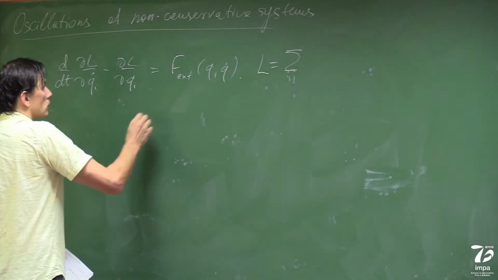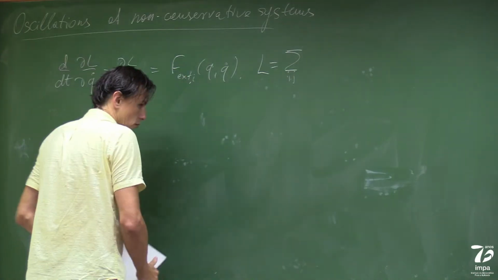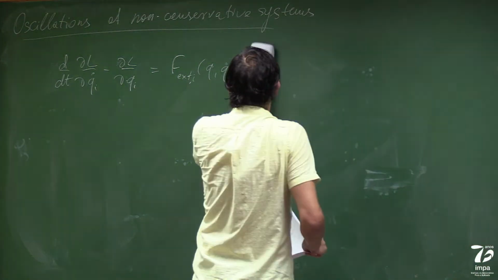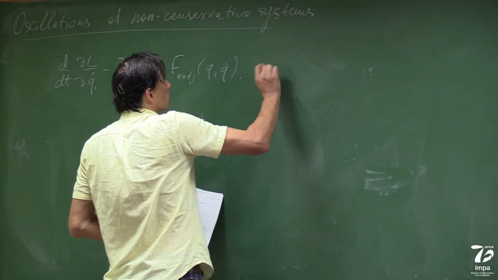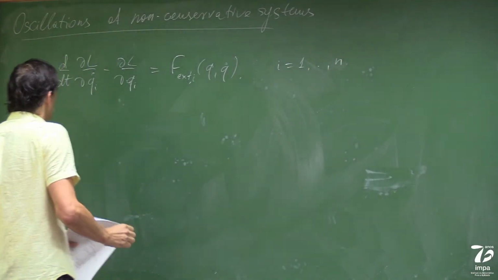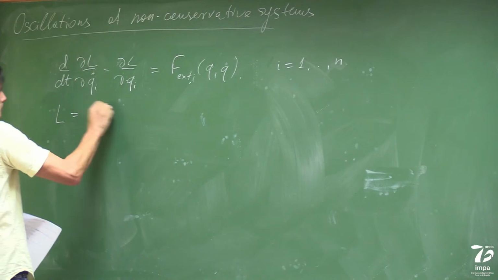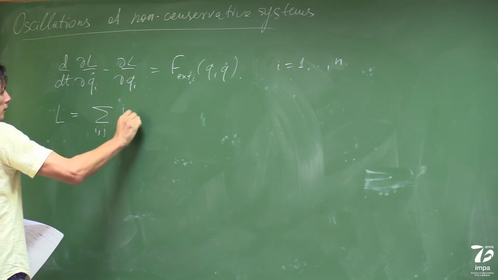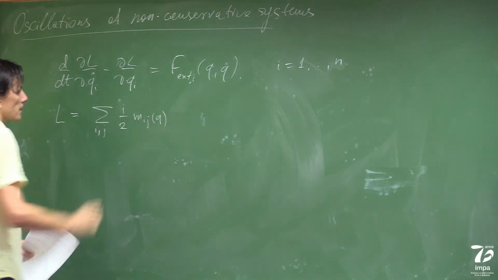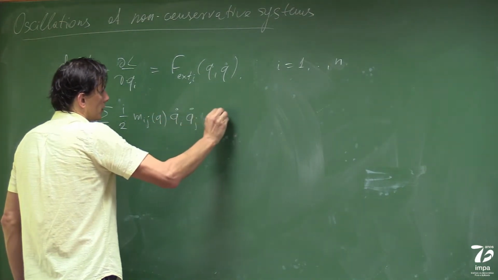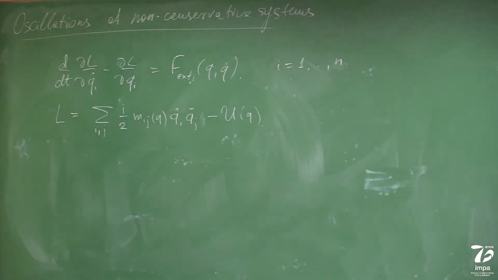So here is i, right? So there are n equations, where n is the number of degrees of freedom. Then the Lagrangian function is the sum over 1/2 mass factors by velocities minus potential energy. So this is standard.